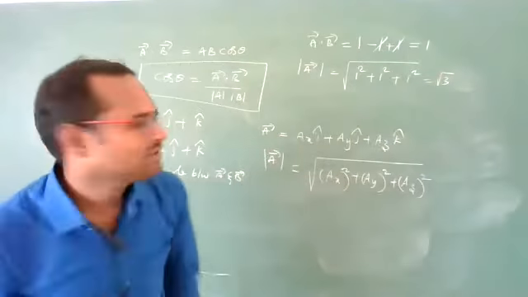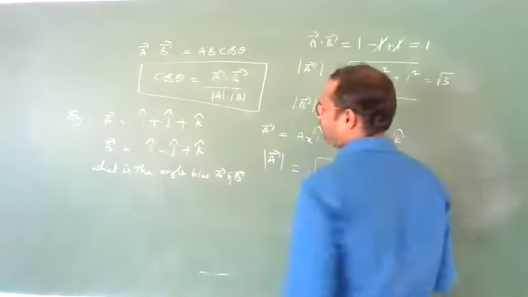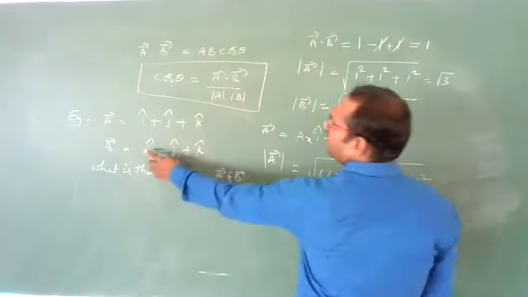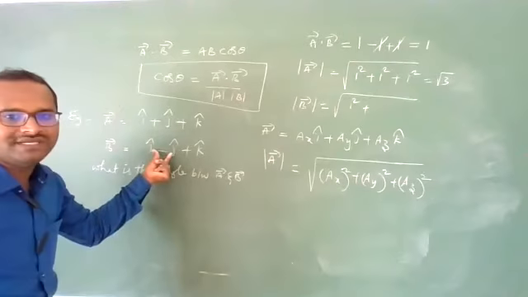Now similarly, the B bar magnitude is also under root of B bar. The i coefficient value is 1, so 1 square plus the j coefficient value, it is minus 1.